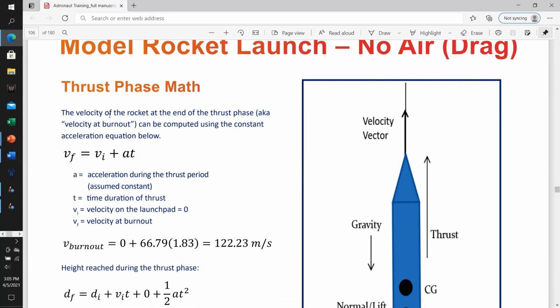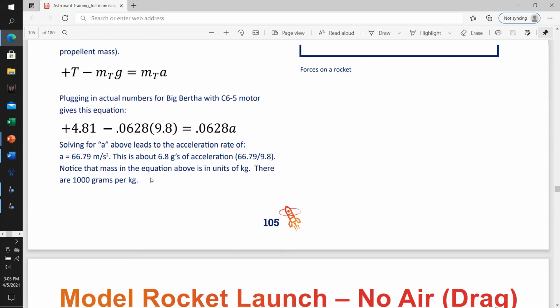Okay, so let's continue with the thrust phase. What's the velocity of the rocket at the end of the thrust phase? And this is given the term velocity of burnout. Okay, so remember this equation. It's a constant acceleration equation. We're going to use the velocity at the end of the thrust phase is equal to the initial velocity. This is just the velocity of the rocket on the launch pad, so that's 0, plus acceleration times time.